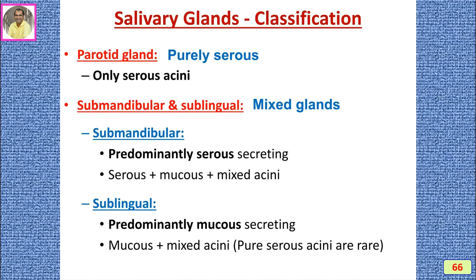The salivary glands are classified into the parotid salivary gland, mostly by their anatomical locations, then submandibular or sublingual, meaning between the mandible and below the tongue. These glands are mixed glands with predominantly serous secreting cells. Serous plus mucus plus mixed acini, and predominantly mucus secreting cells. Mucus plus mixed acini are common, and pure serous acini are rare.